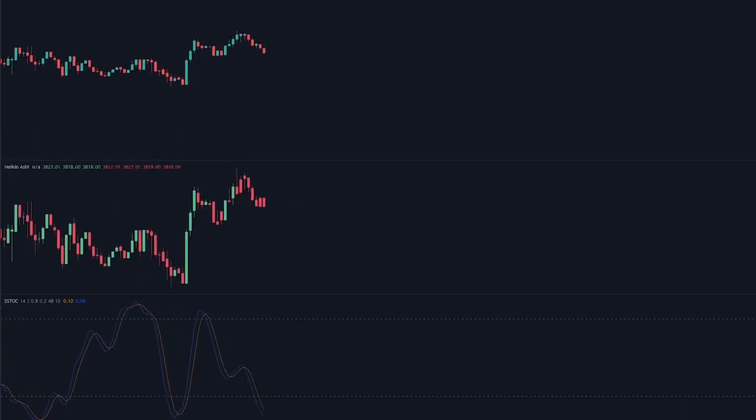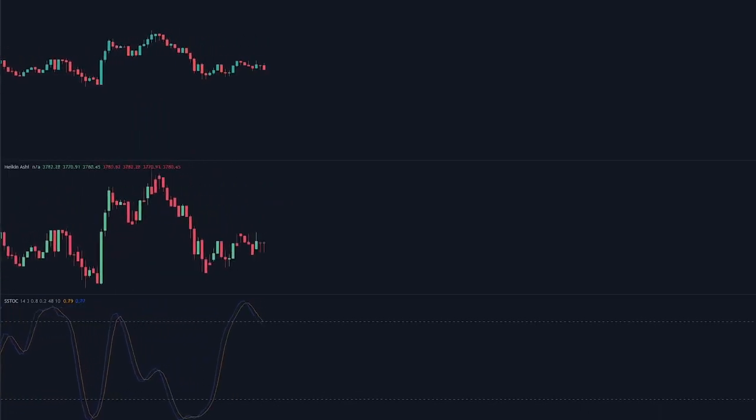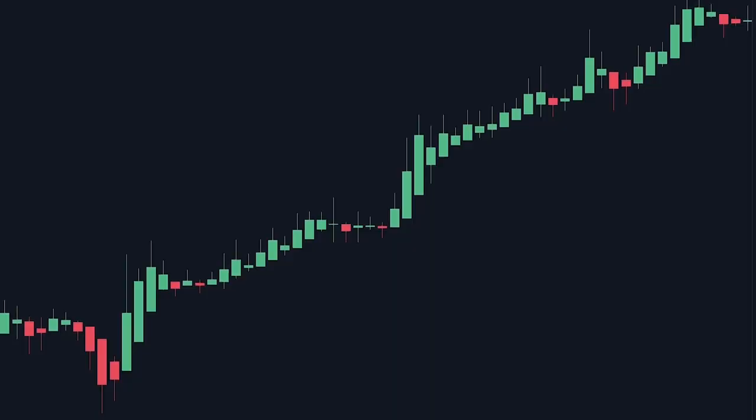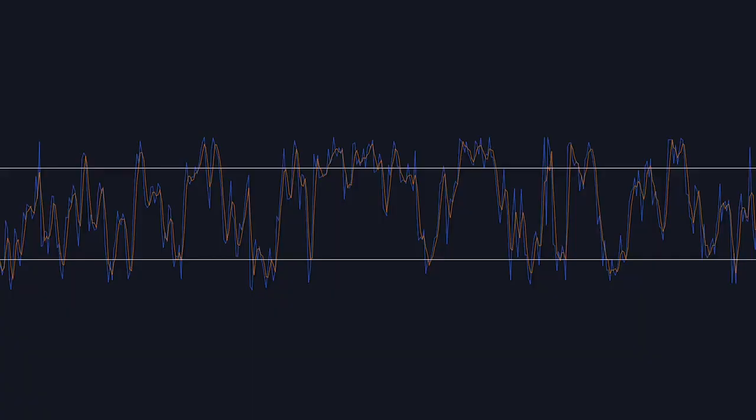Now I'm going to show you how to add another indicator to this strategy to make it that much more effective and, more importantly, more profitable. The indicator we're going to be adding to the strategy is the stochastics indicator. I'm not going to be going too in depth with this indicator because 1, it's very simple to use, and 2, I don't want this video to be too long.